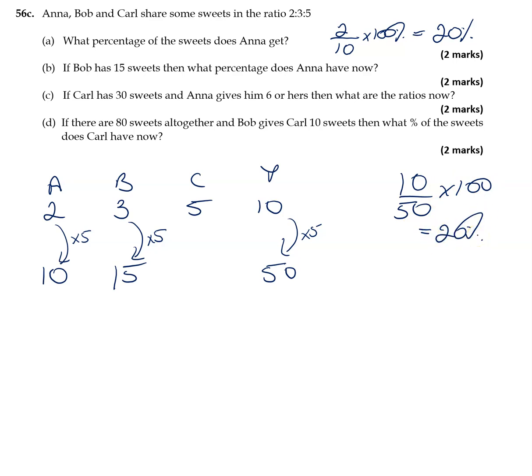It doesn't matter how many Bob has or Carl has, Anna will always have 20% because they're all just scaled up. So this is still 20%. Okay, so the next question.